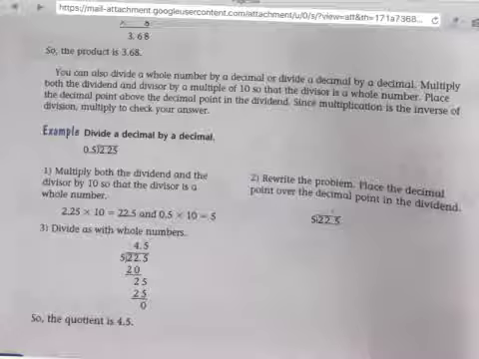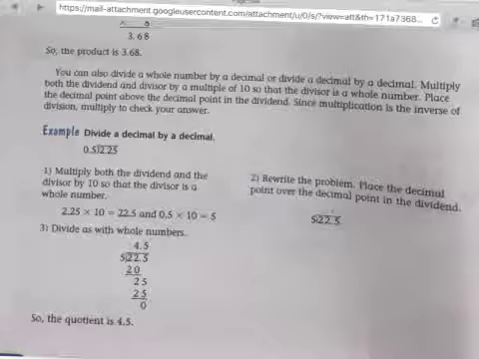So it says right here, you can also divide a whole number by a decimal or divide a decimal by a decimal. Multiply both the dividend and the divisor by a multiple of 10 so that the divisor is a whole number. Place the decimal point above the decimal point in the dividend, and since multiplication is the inverse of division, multiply and check your answers.